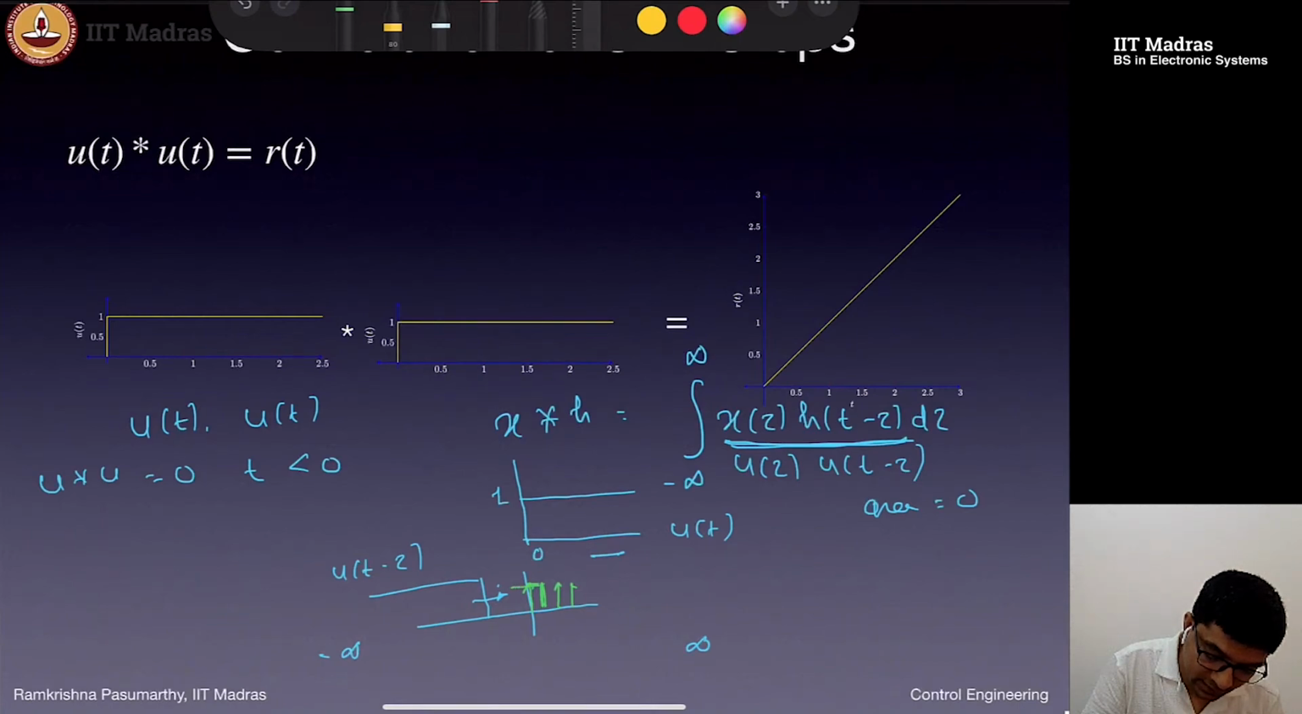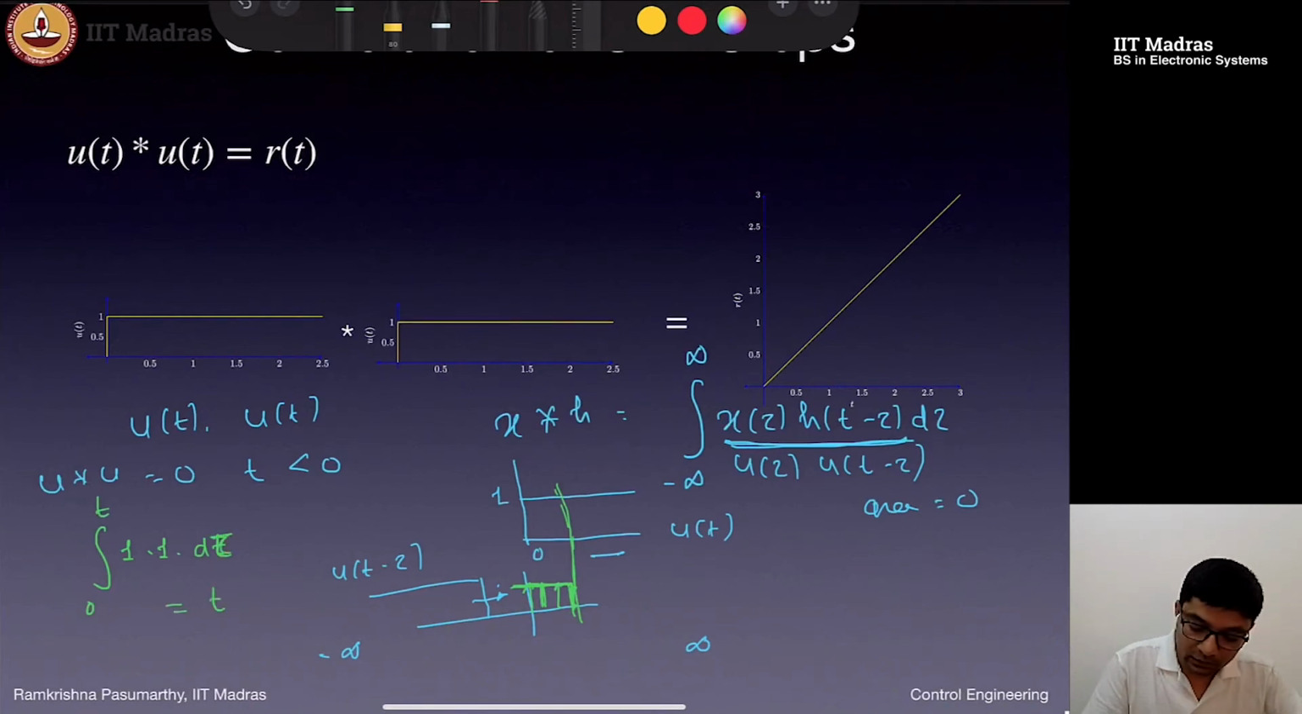So this is at a particular t, say t equal to 1, and this is at t equal to 1. I'm just looking at what will be the area of these two. That will just be the integral from 0 to t. If I take any arbitrary t greater than 0, 1 times 1 d tau will just give me t. So u convolved with u will just give me the ramp signal r of t, which was defined as equal to t for t greater than 0 and 0 otherwise.